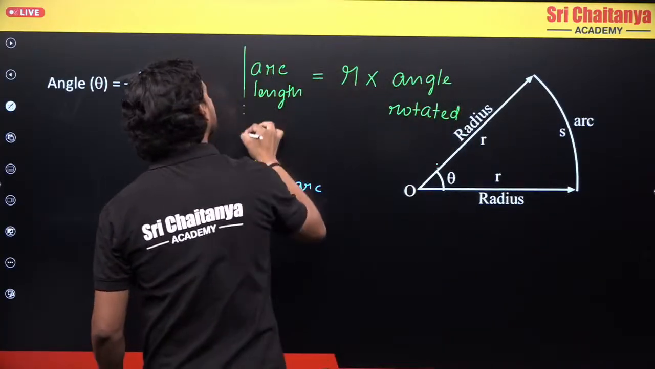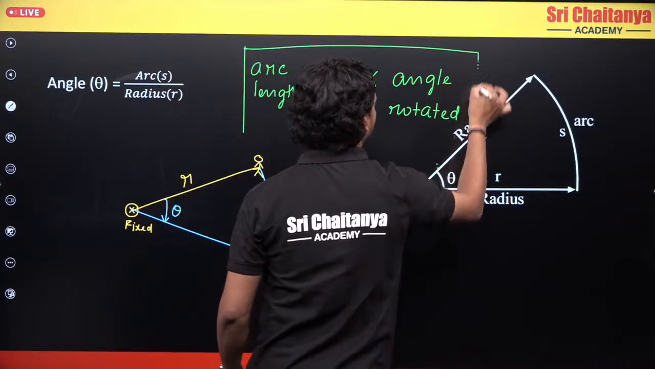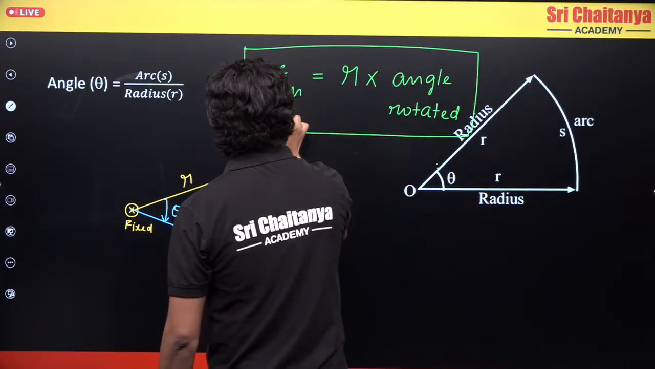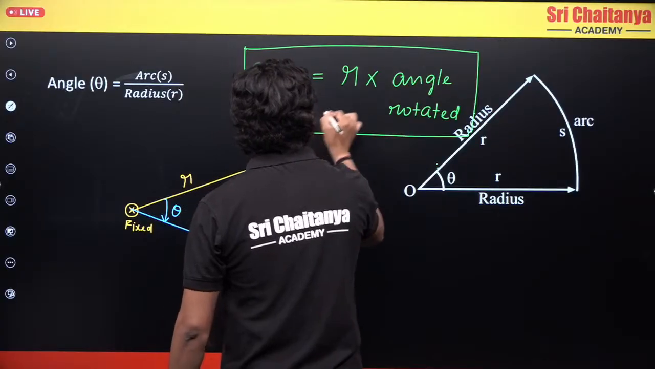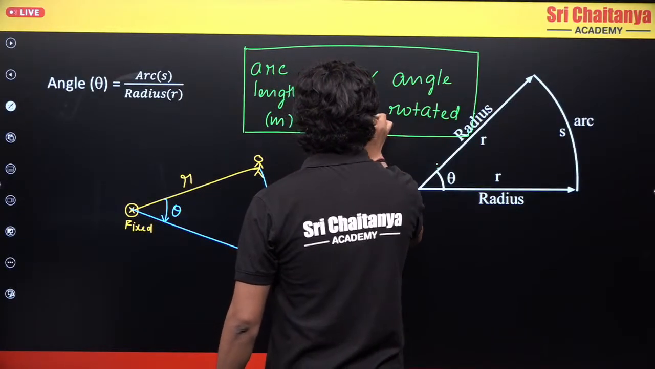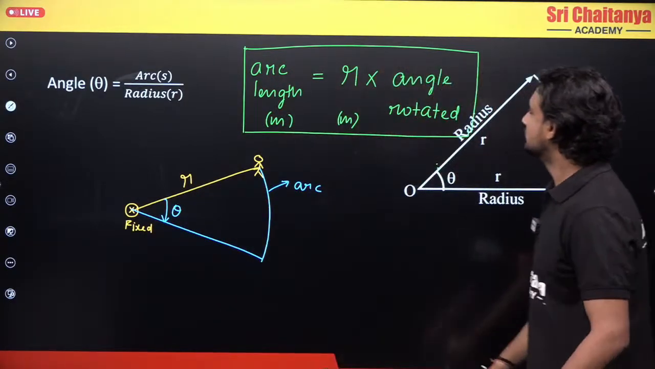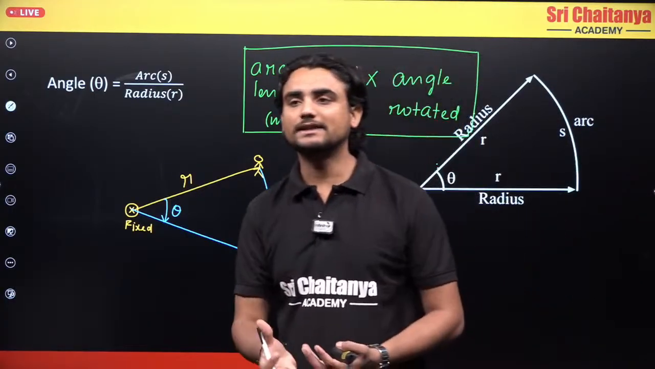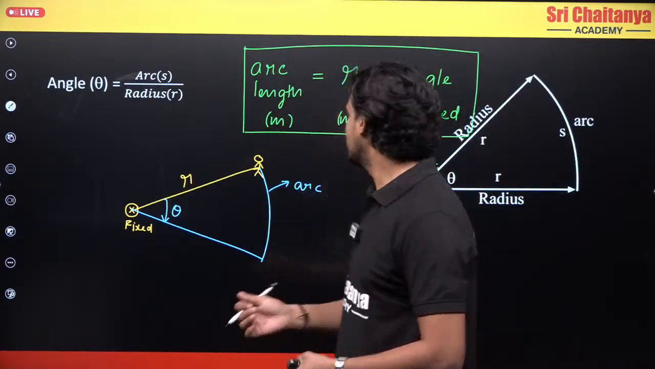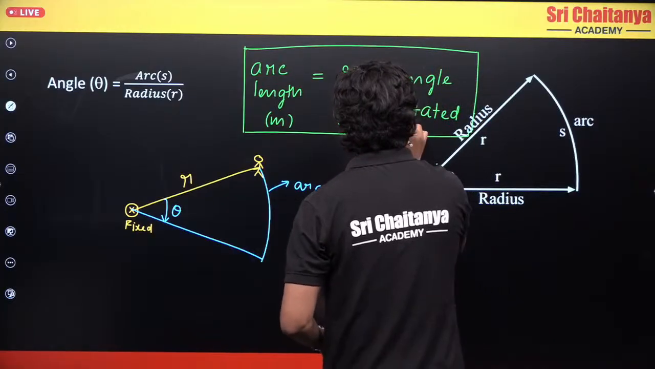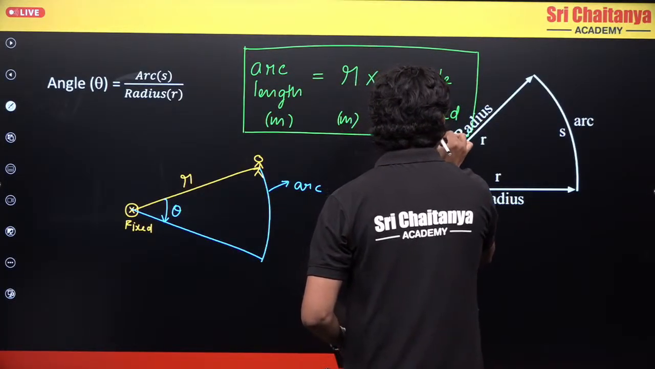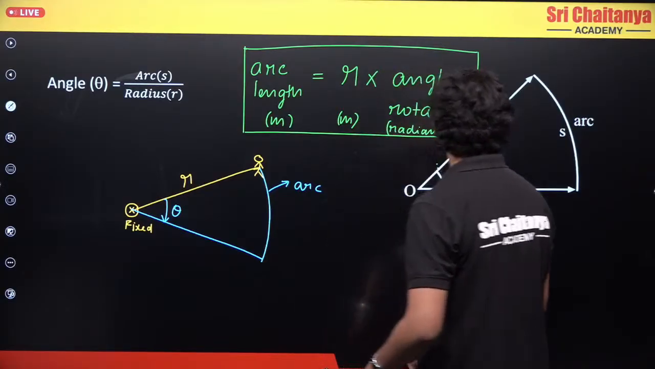It is very important to know the units. The arc length is measured in meters, the radius is also taken in meters, but what about the angle? Till now we measured angle in degrees, but here the angle is measured in radians.